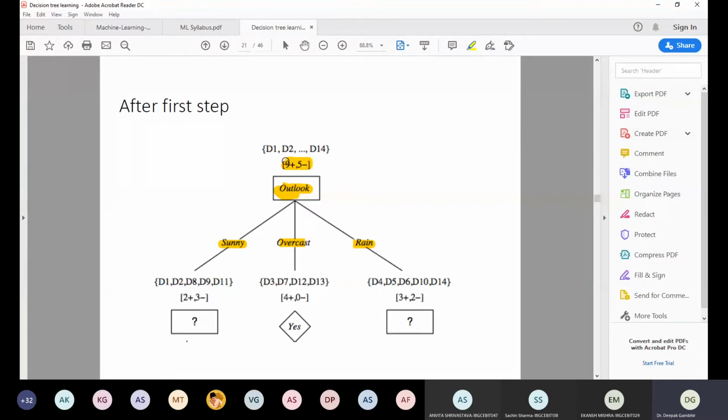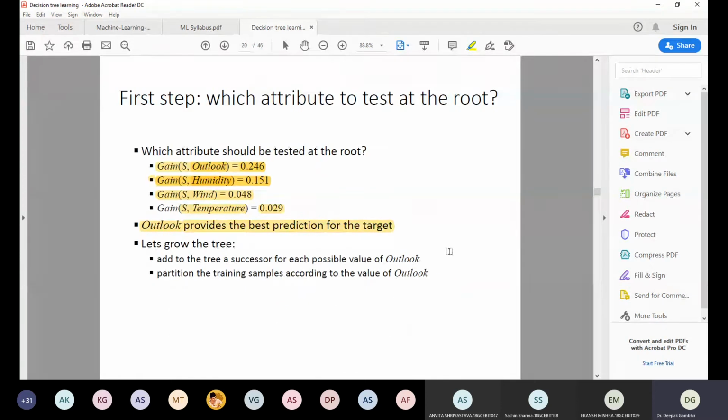The total number of cases in this case is 9 plus 5, that is all, D1 to D14. This is the root node. Now when the outlook is sunny, it is on day 1, 2, 8, 9, 11. When the outlook is overcast, it is day 3, day 7, day 12, day 13. When the outlook is rainy, it is day 4, day 5, day 6, day 10 and day 14. You can see here.